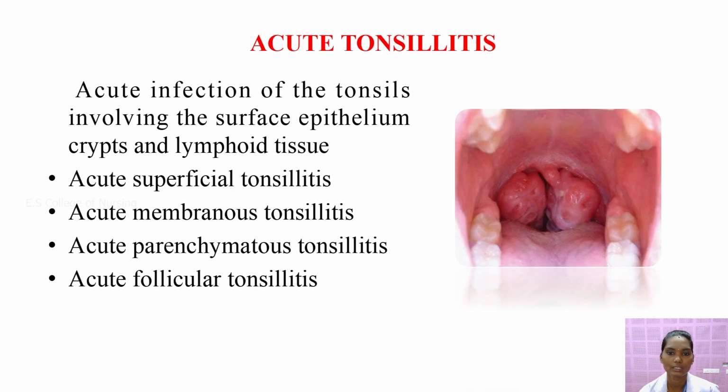Acute tonsillitis is the infection and inflammation of the tonsil involving the surface of the epithelium. The tonsil has epithelial cells. If people have acute tonsillitis, it affects the epithelial cells of the tonsil and also the lymph tissue. Patients have enlargement of the lymph nodes, and are unable to swallow properly, including saliva. Acute tonsillitis is further divided into 4 types: acute superficial tonsillitis, acute membranous tonsillitis, acute parenchymatous tonsillitis and acute follicular tonsillitis.